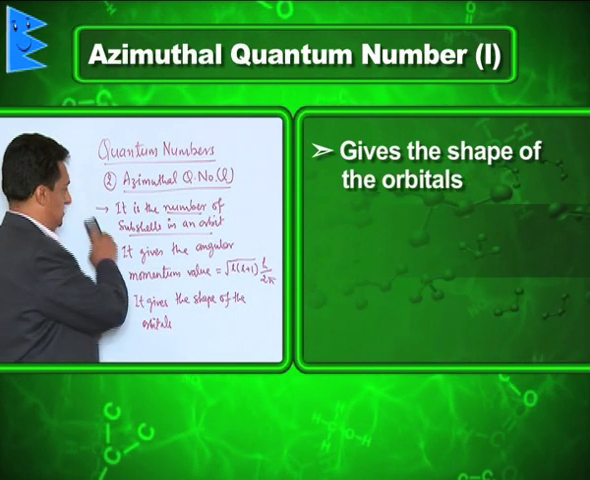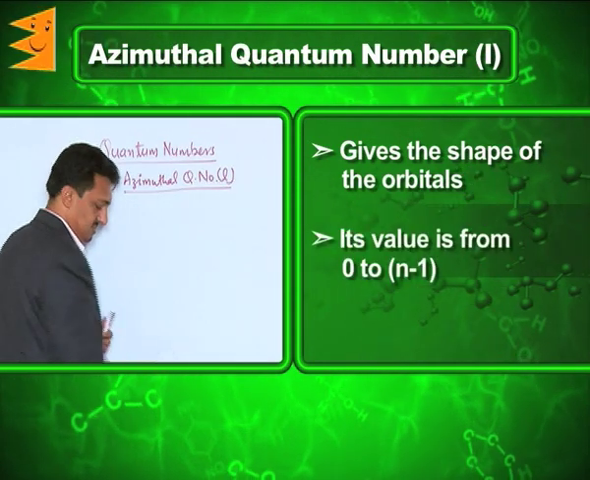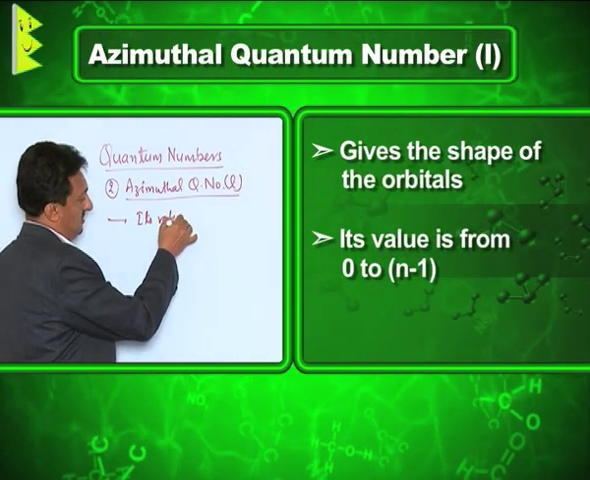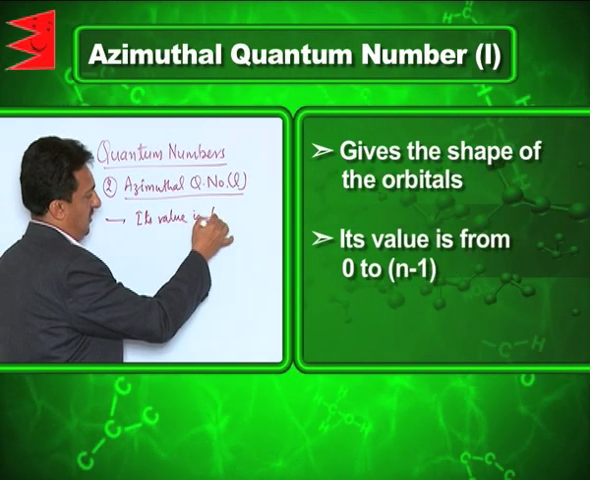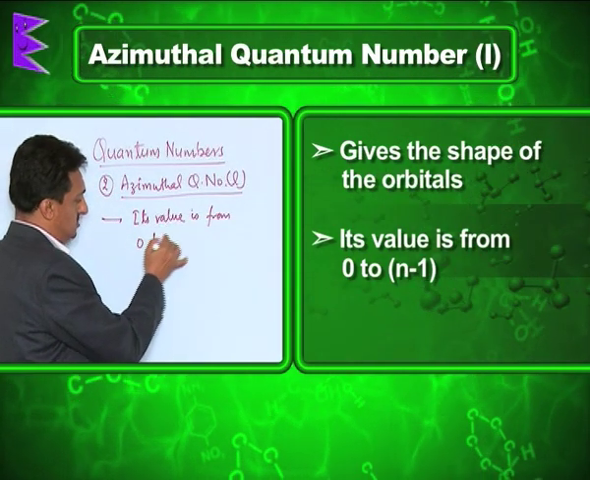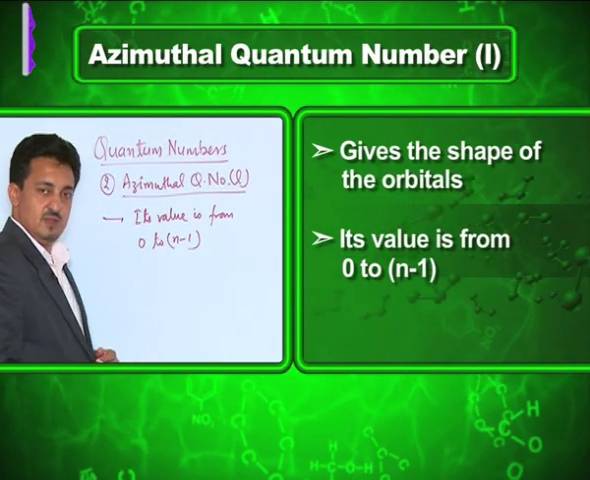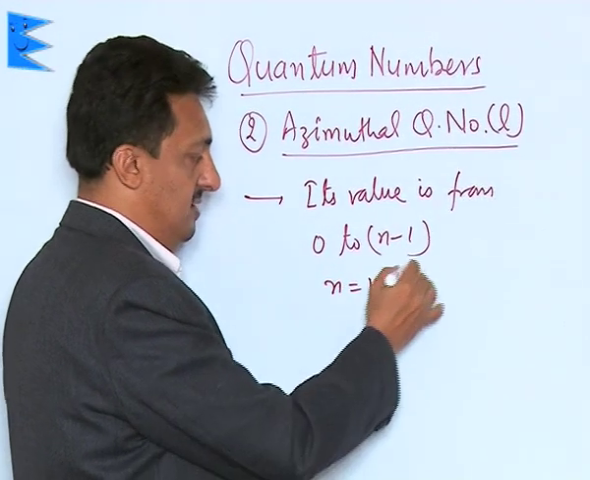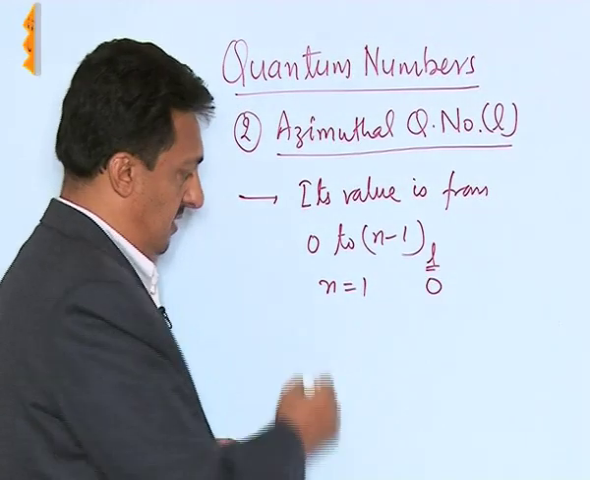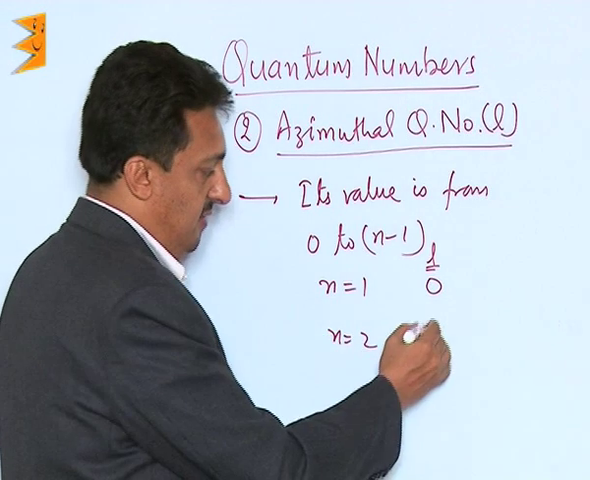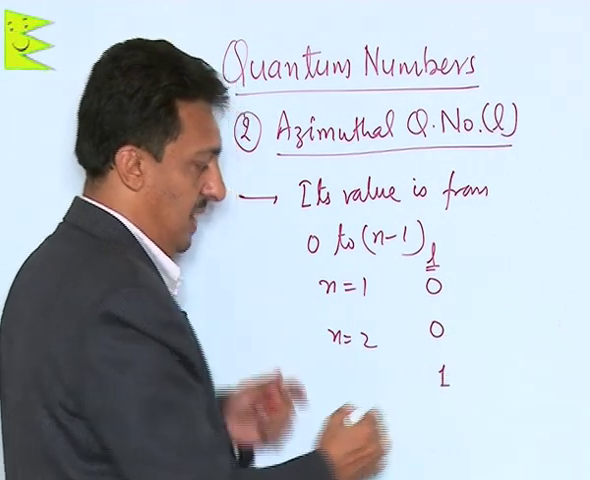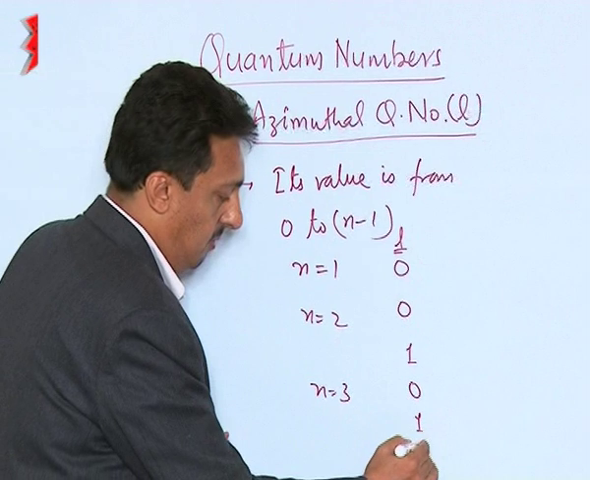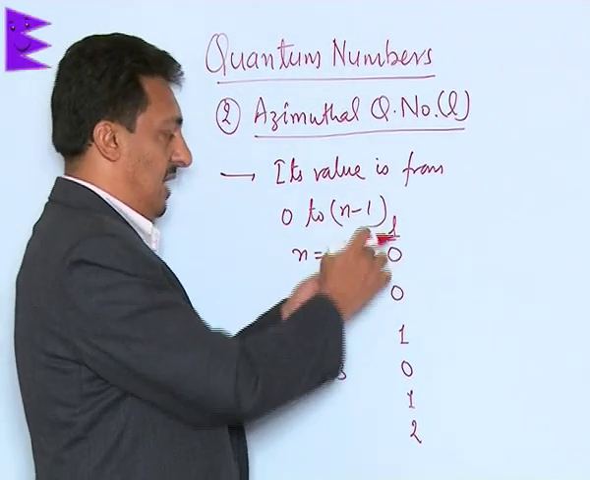And the last and the most important thing, remember its value is from 0 to n minus 1. It means what? Suppose we have n equal to 1, so l will be 0. When we have n equal to 2, it will have values 0 and 1. When we have n equal to 3, it will have values 0, 1 and 2, because its value is always n minus 1.